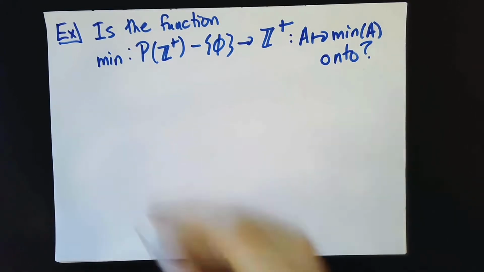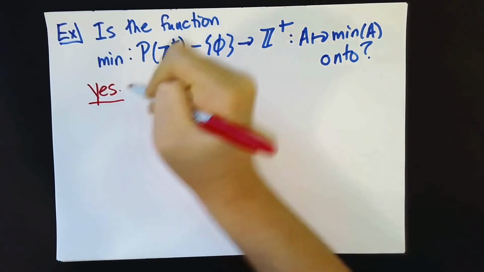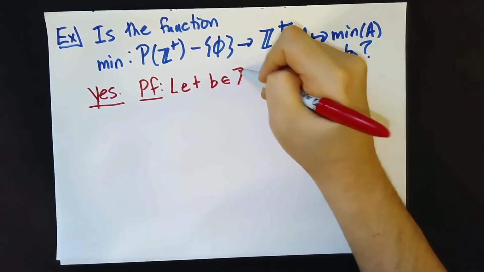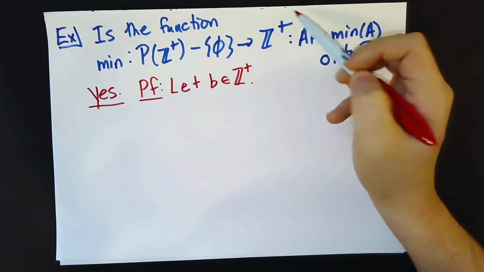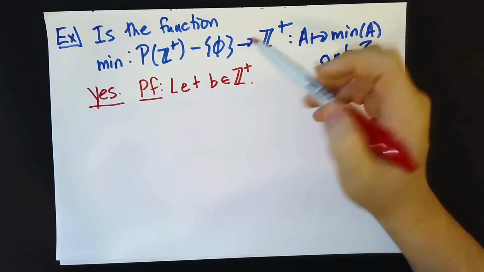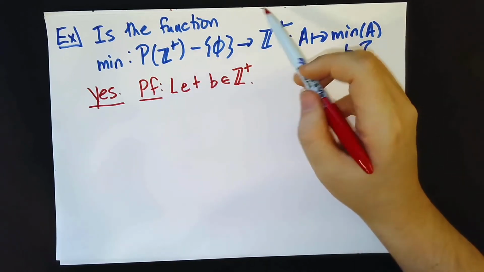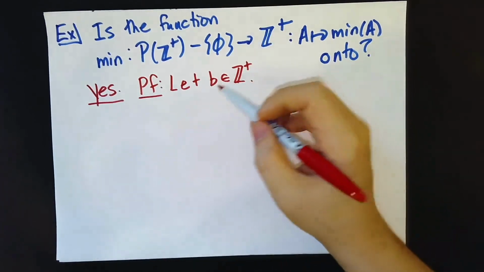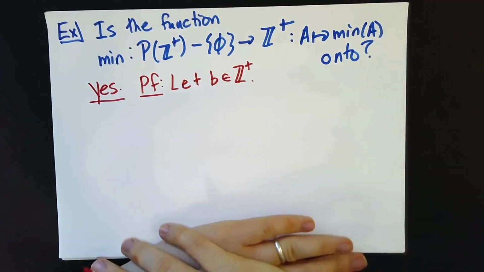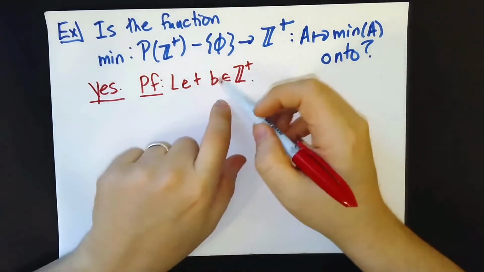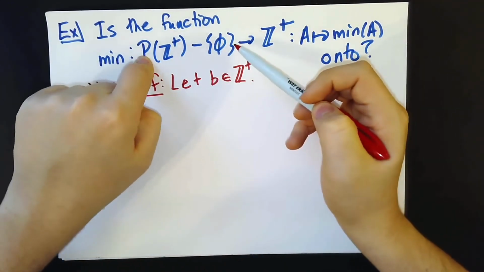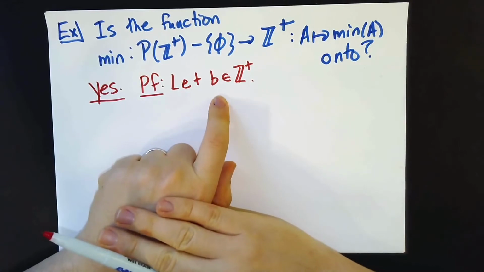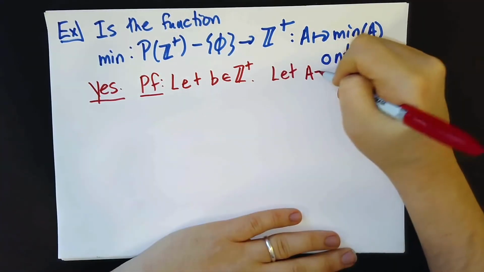And again, it will happen here that the answer is yes. So I need to let b be a positive integer, that is an element of the codomain. And I need to show you that I can make up an element in the domain that gives b as an output. In other words, I need to show you that there's a subset of the positive integers whose minimum element is little b. So I'll do that this way.